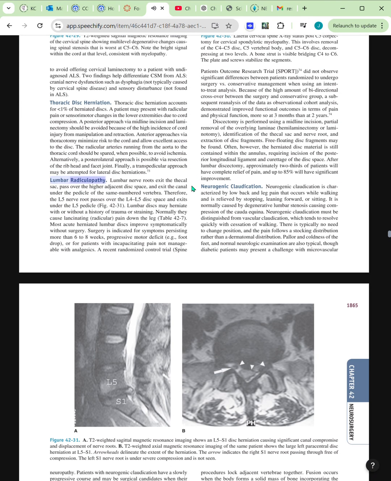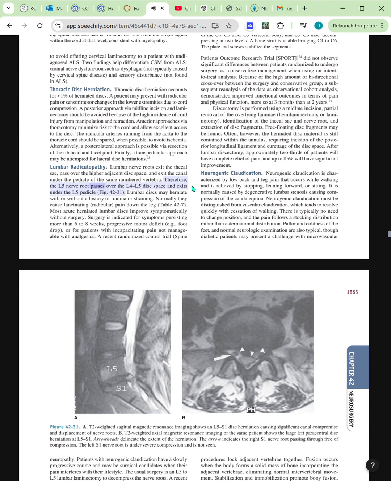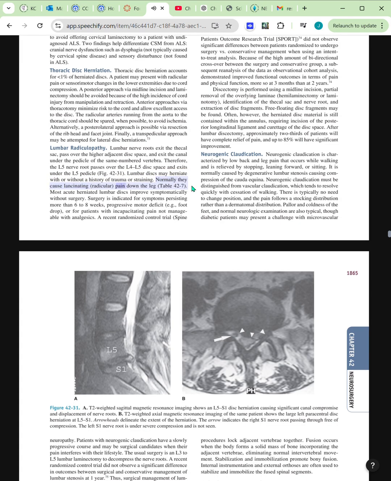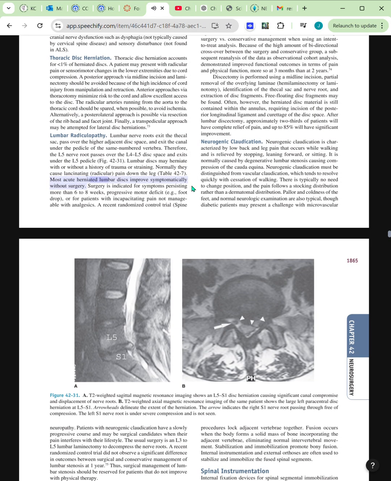Finally, a transpedicular approach may be attempted for lateral disc herniations. Lumbar radiculopathy. Lumbar nerve roots exit the thecal sac, pass over the higher adjacent disc space, and exit the canal under the pedicle of the same numbered vertebra. Therefore, the L5 nerve root passes over the L4-L5 disc space and exits under the L5 pedicle, Figure 42-31. Lumbar discs may herniate with or without a history of trauma or straining. Normally, they cause lancinating radicular pain down the leg, Table 42-7.